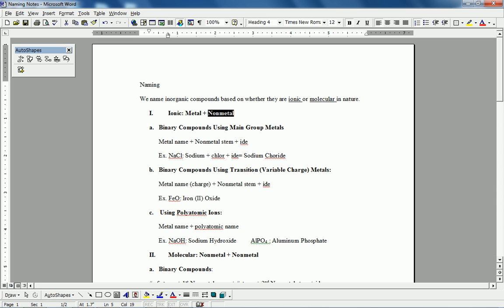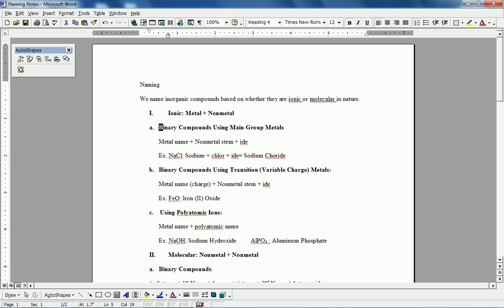And so what we try to do here is say, all right, if we have a metal-nonmetal combination, we'll give the name of the first element in its entirety, then we'll give the name of the second one as a stem, and then the suffix is always ide. So it's full name, stem, ide. Name, stem, ide. So here we go.